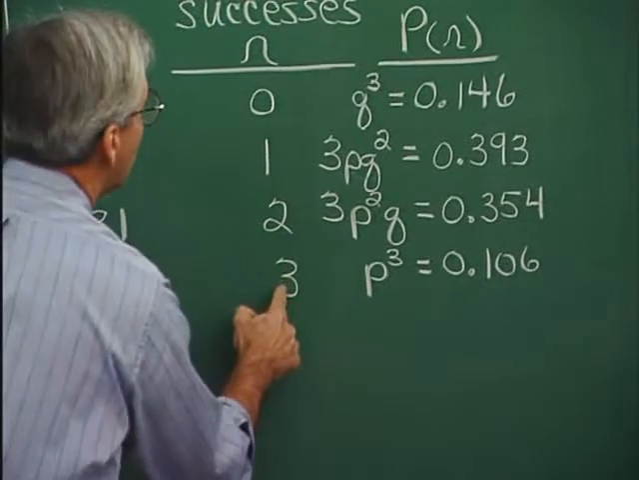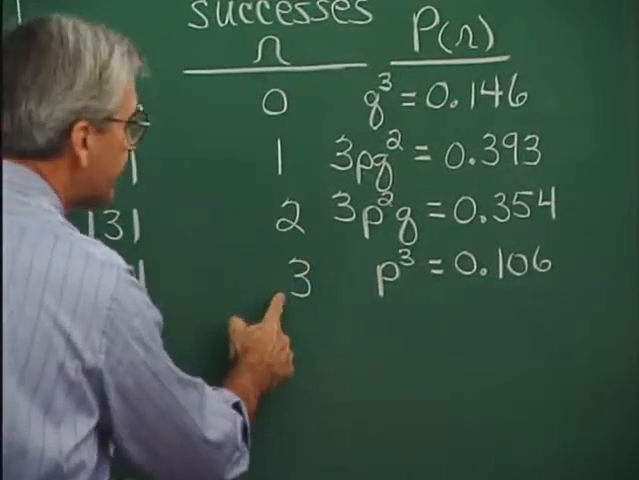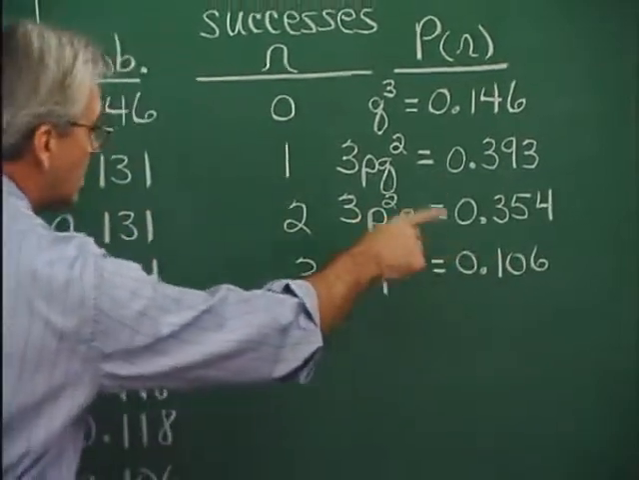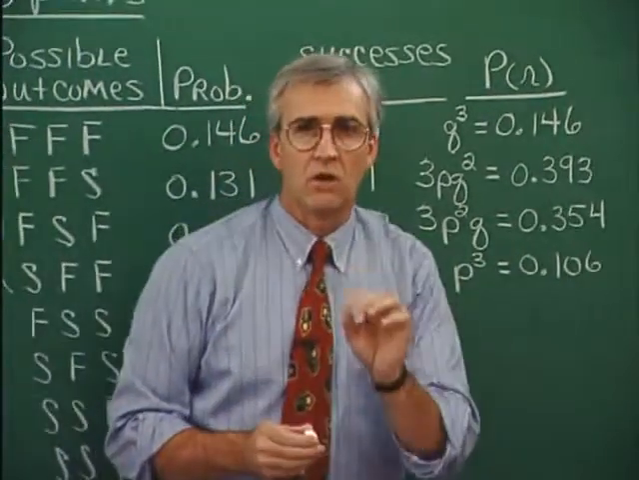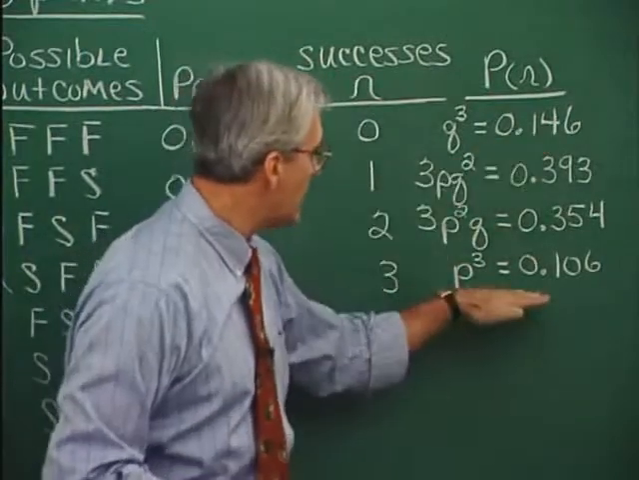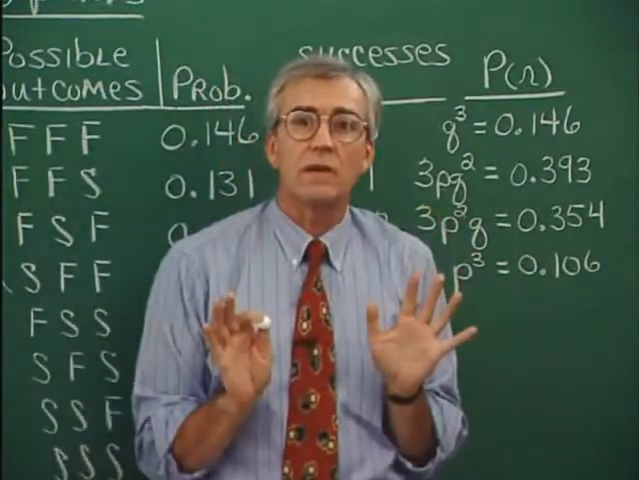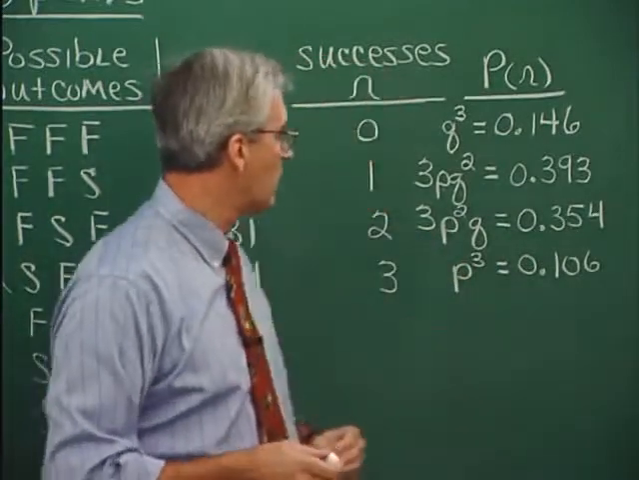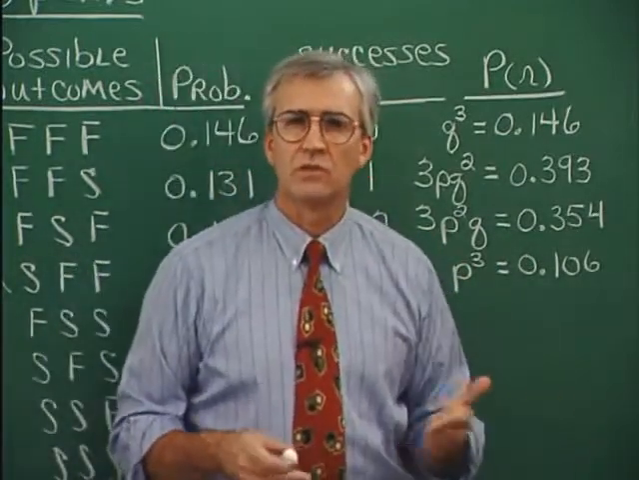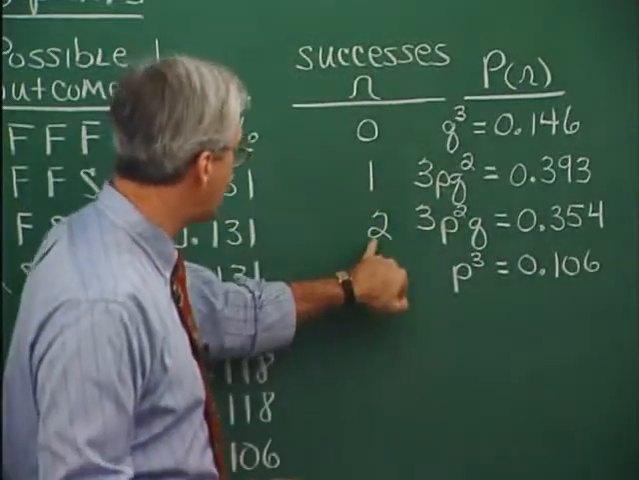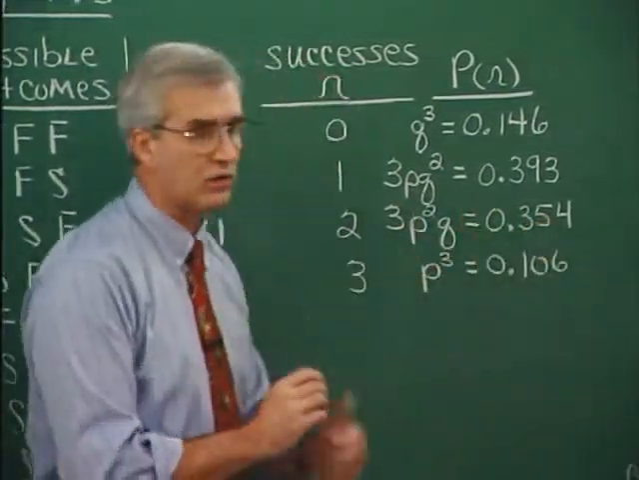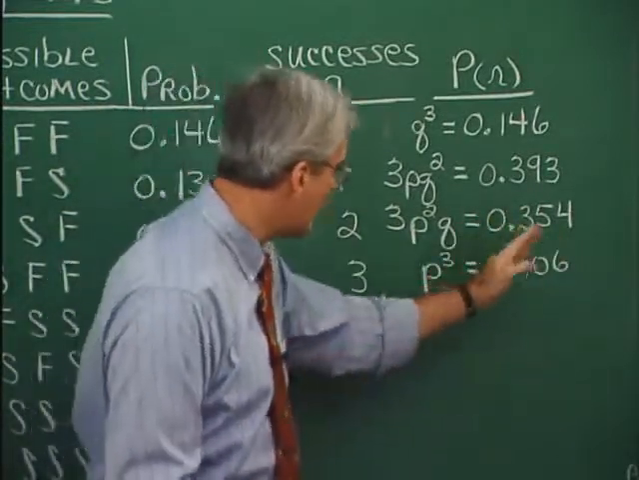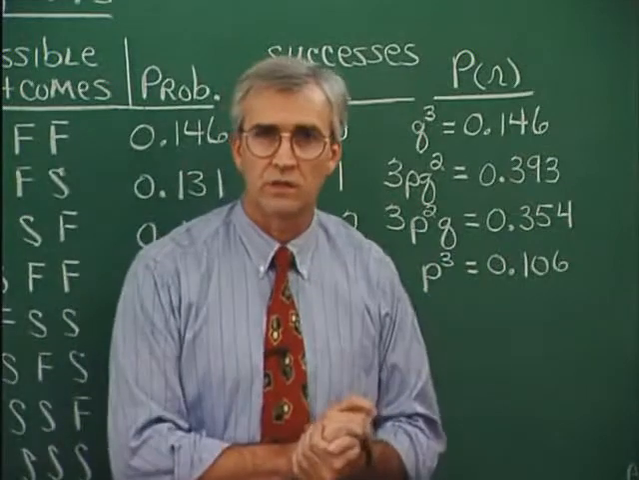All right, and the three successes would be p times p times p, or 0.106. Now, with this information, we could make some calculations. We could calculate, for example, what's the probability that we're going to have exactly two successes? Well, the probability of exactly two successes we can read right off of the chart here. It's 0.354. And that probability could be 35.4% if we want to change it into a percent.